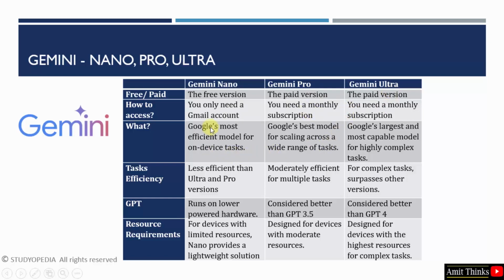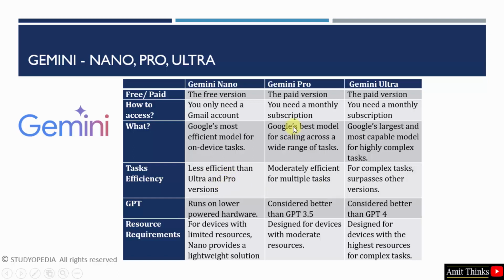If you have devices with limited resources, then Nano would be providing you a lightweight solution. If your devices are having moderate resources, then go for Gemini Pro. If you want to do complex tasks having devices with highest resources, you need to go for the Gemini Ultra plan. This is the most efficient plan. Gemini Nano mostly runs on lower powered hardware, so you can do basic tasks.